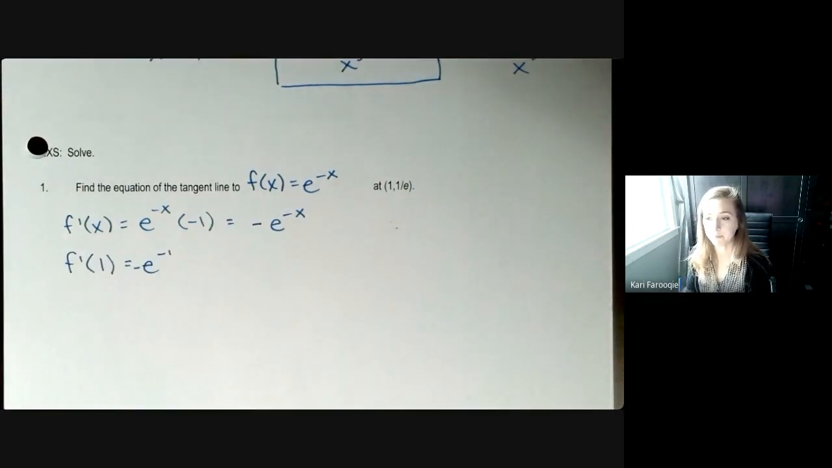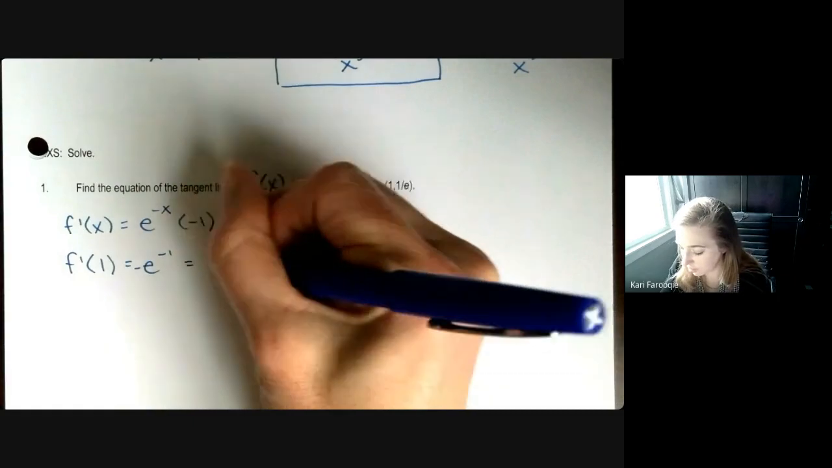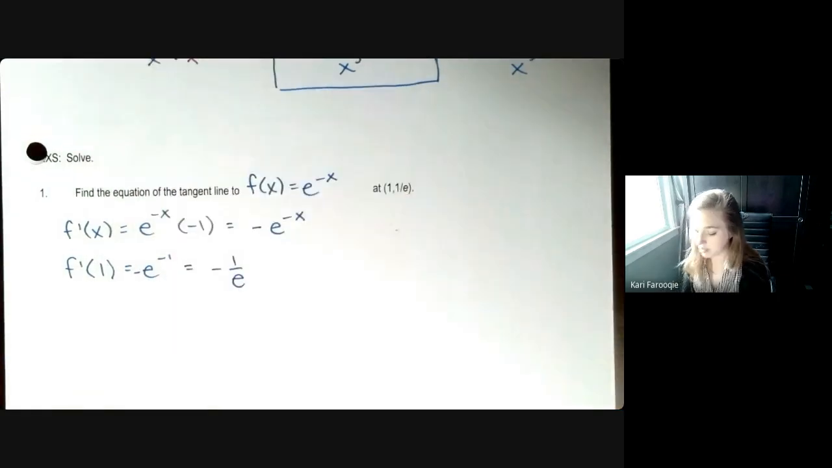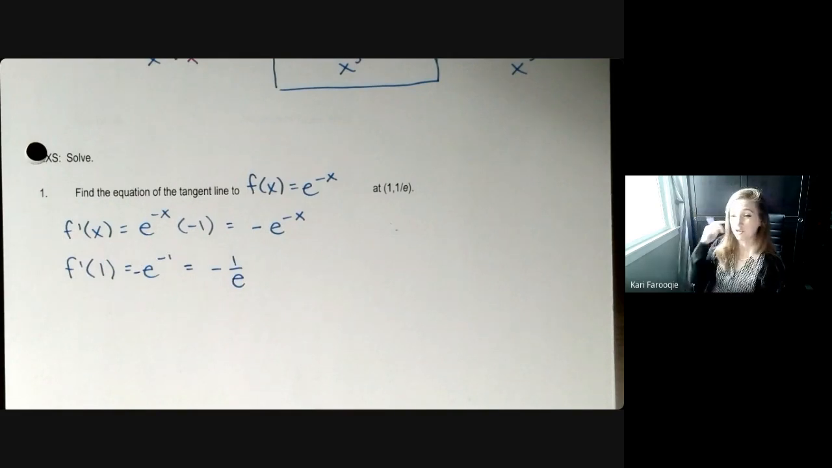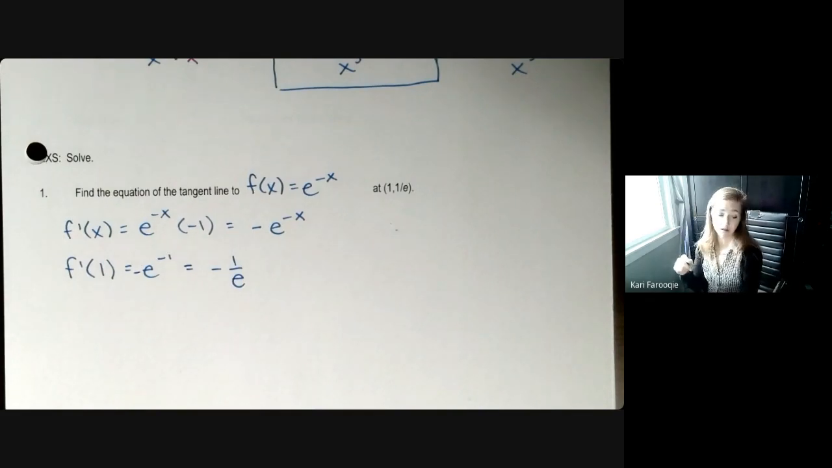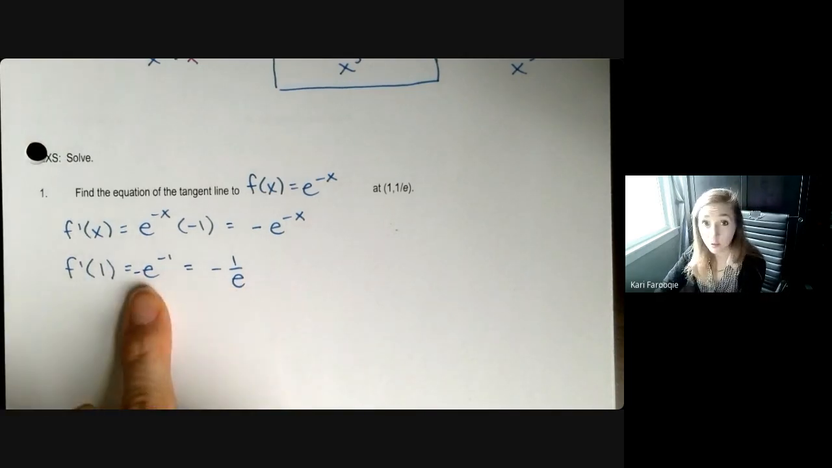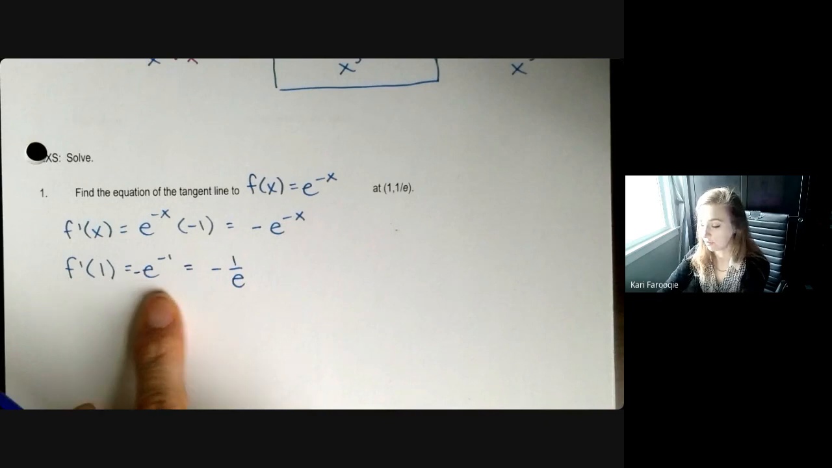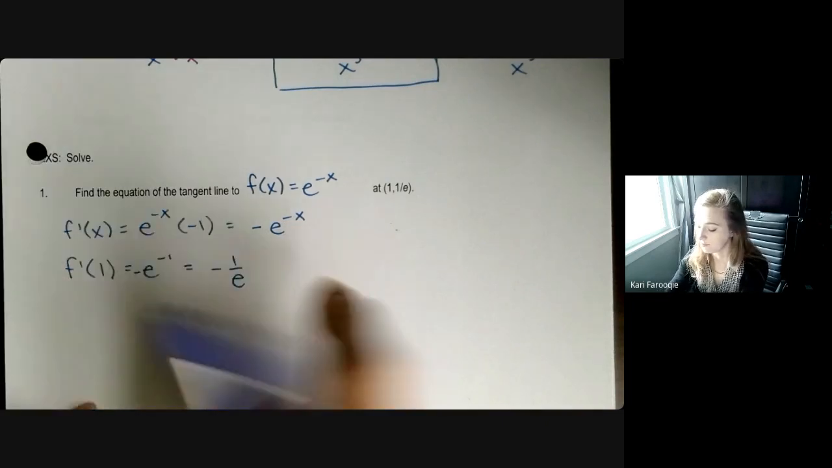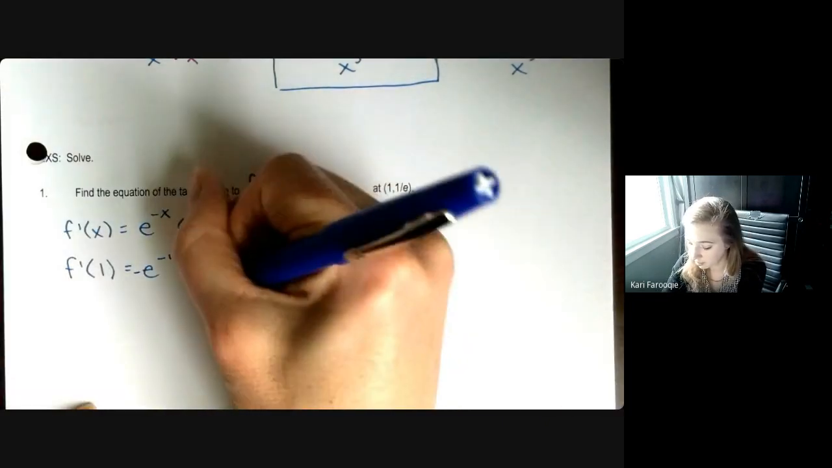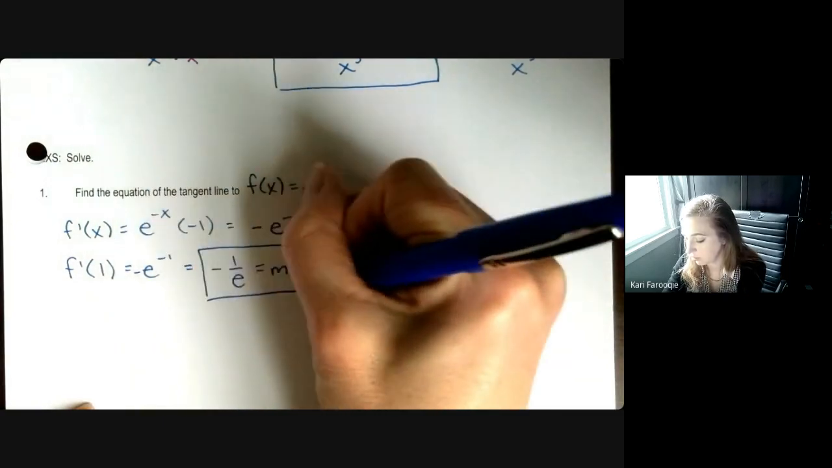Now, you could technically leave this in that way. I like to write my exponential expressions so that they have positive exponents. They usually will simplify a little bit more easily, and I also feel like algebraically they're a little bit easier to work with. So I prefer this, but it is not wrong to leave it as negative e to the negative first. I think this looks better though. So this is my slope.